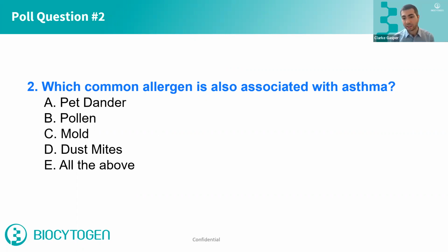And so the answer is E, all of the above. And so pet dander is commonly associated with skin cells that are shed from our furry friends. Pollen is the powdery substance shed by plants, usually by trees in the summer, grasses in the spring, and weeds in the fall. And then mold releases spores that can be inhaled, while dust mites are microscopic pests that commonly live in house dust. And so all of these contain foreign proteins that can aggravate asthma symptoms.